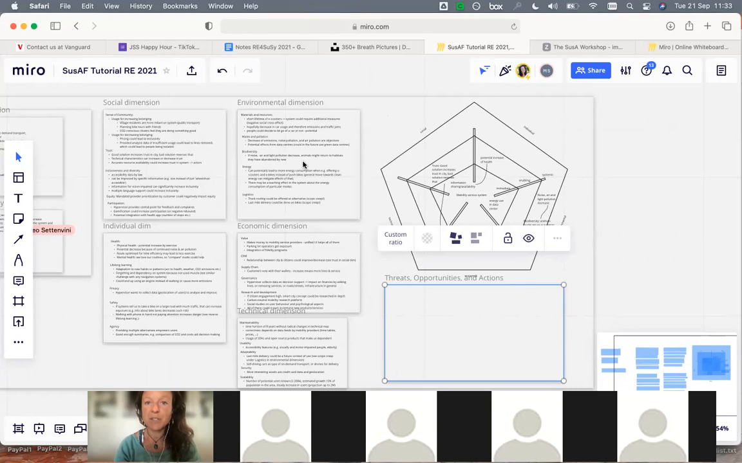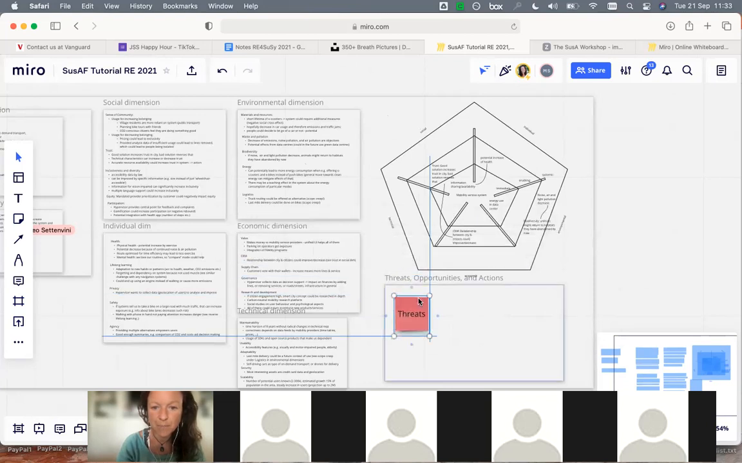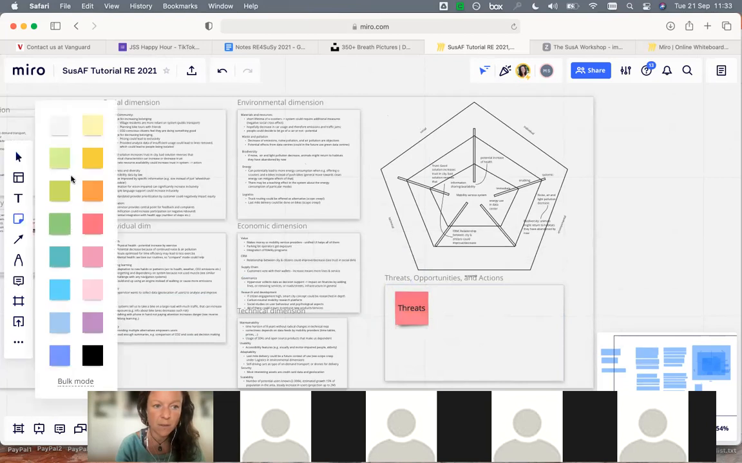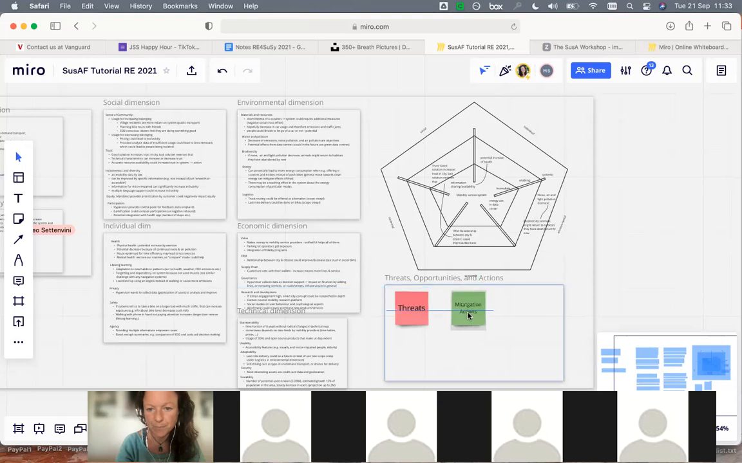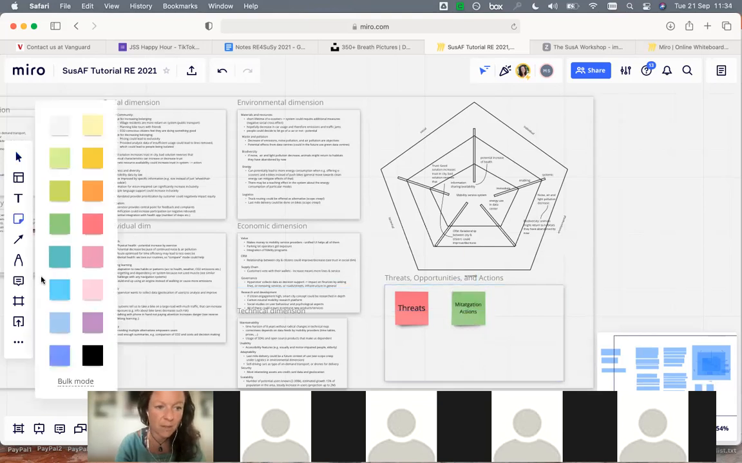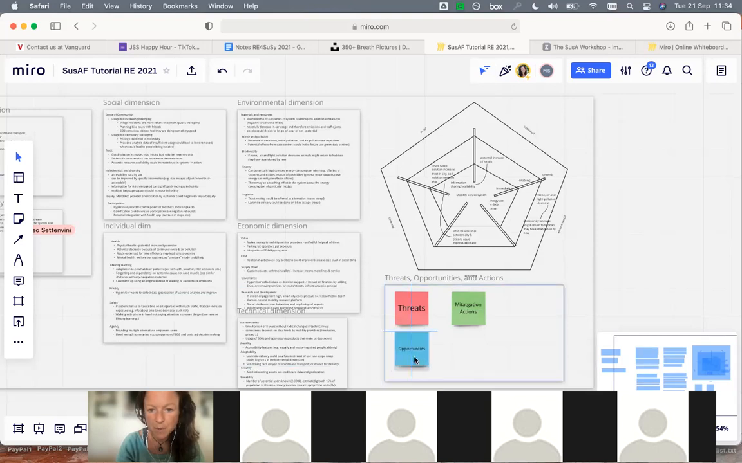So let's spend a few minutes on that last piece, because again, it's not about detailing perfectly all the elements of the system, but just to give you a general idea of how this can be used. We would list the threats and come up with some mitigation actions. And then there are some opportunities that can be identified. And we can have some supporting actions.